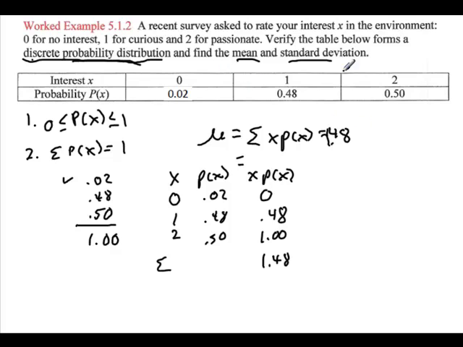And you can kind of see that from our probability distribution. If we were to just add these up and divide by 3, the average would be 1. But you can see that there weren't too many people that had no interest in the environment. It was kind of weighted toward the people that were either curious or passionate, and that's why our mean, our expected value as they call it sometimes, when they're talking about probability distributions, is higher. It's 1.48.